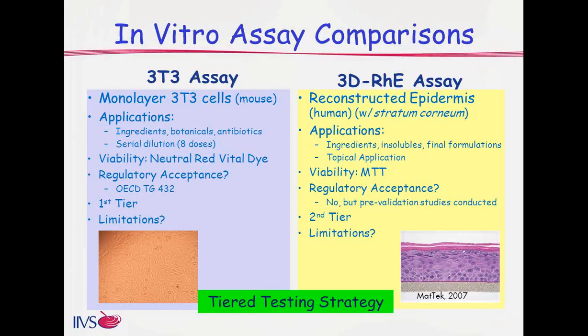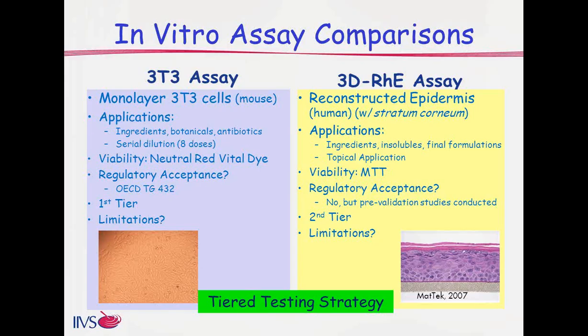In terms of applications, the 3T3 assay is a bit more limited with the types of materials we can assess. Typically, ingredients, botanicals, and antibiotics are good candidates for this assay system. We'll treat the cells with at least 8 concentrations of the test material up to the highest concentration of 1,000 micrograms per mL. The three-dimensional assay provides a bit more versatility in the types of test materials we can evaluate.